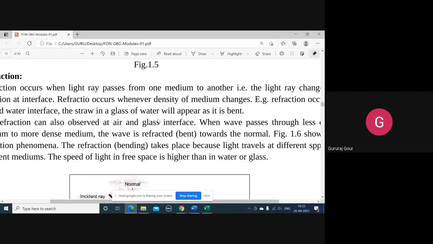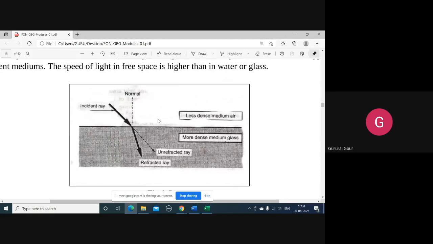Second one, the law of refraction. This is important, as it decides the bending, towards what your ray of light is bending. After the ray of light is incident, you can see here, this is the less dense medium and this is a more dense medium. So for refraction to occur, the ray of light must pass through two different media having different densities. So different densities will make two different media.